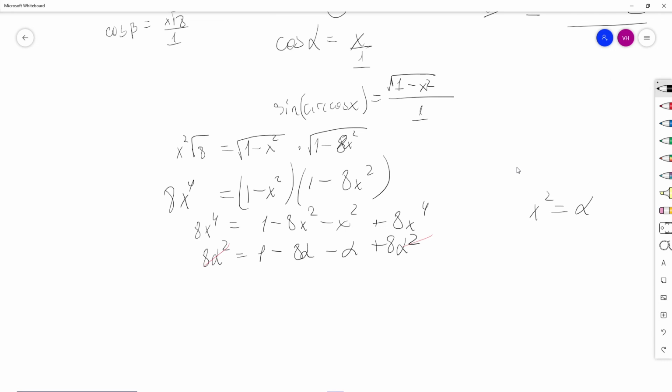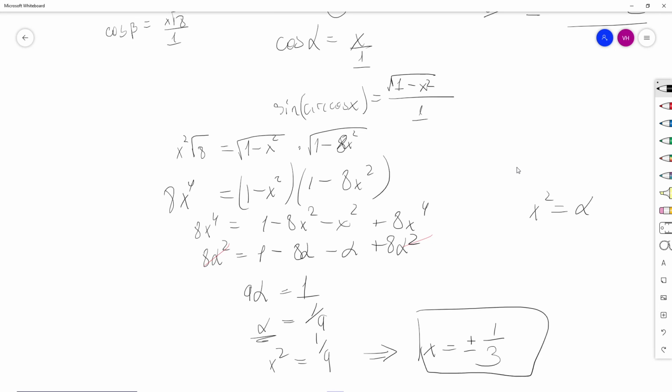And so we get 9 alpha equals 1. So then alpha equals 1 over 9. But alpha isn't the final part because alpha equals x squared. So then x squared equals 1 over 9. So then x equals plus minus 1/3. It's important not to forget the plus minus because you're taking a root of a number. So yeah, that's how you solve this question and find x. Thank you.